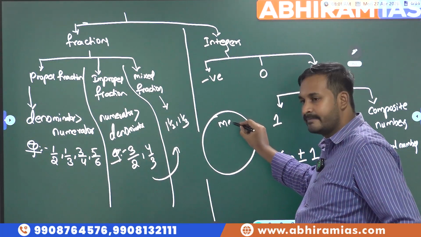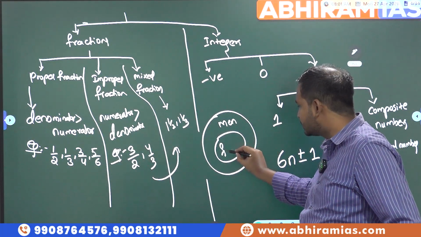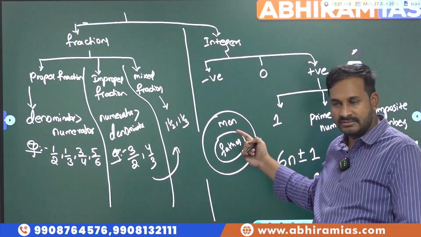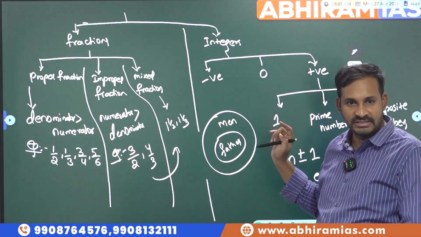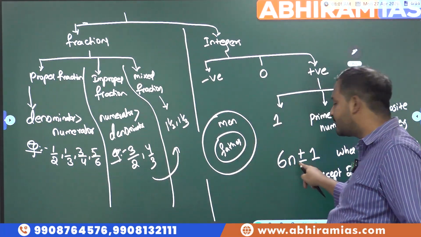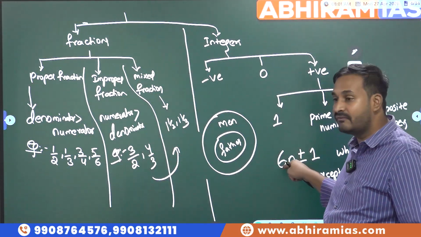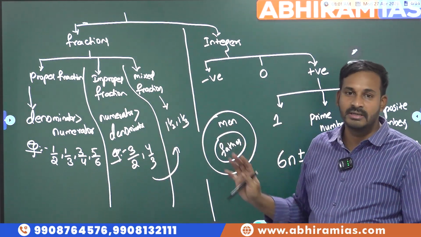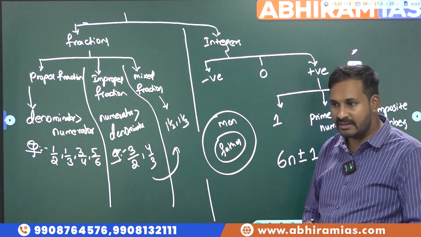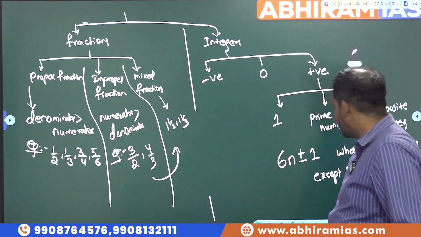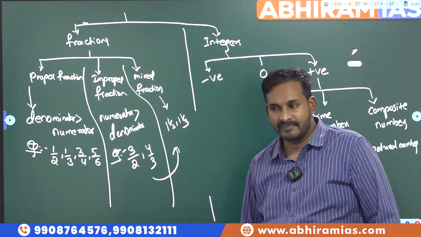This is the men group and these are fathers. All fathers are men, but not all men are fathers. Similarly, all prime numbers can be written as 6n plus or minus 1, but all numbers of the form 6n plus or minus 1 are not prime numbers. Remember, we can write prime numbers as 6n plus or minus 1. Okay, right?